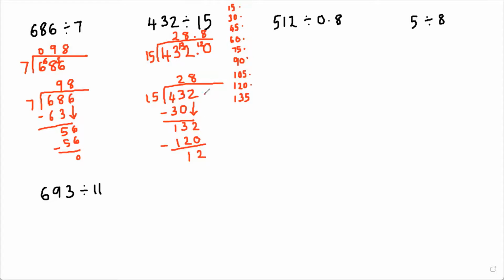I would still then have to add my decimal point, and my 0. And then I can bring my 0 down because 15 won't go into 12. And 15 goes into 120 8 times. 8 times 15 is 120. Take that away, and we end up with 0.